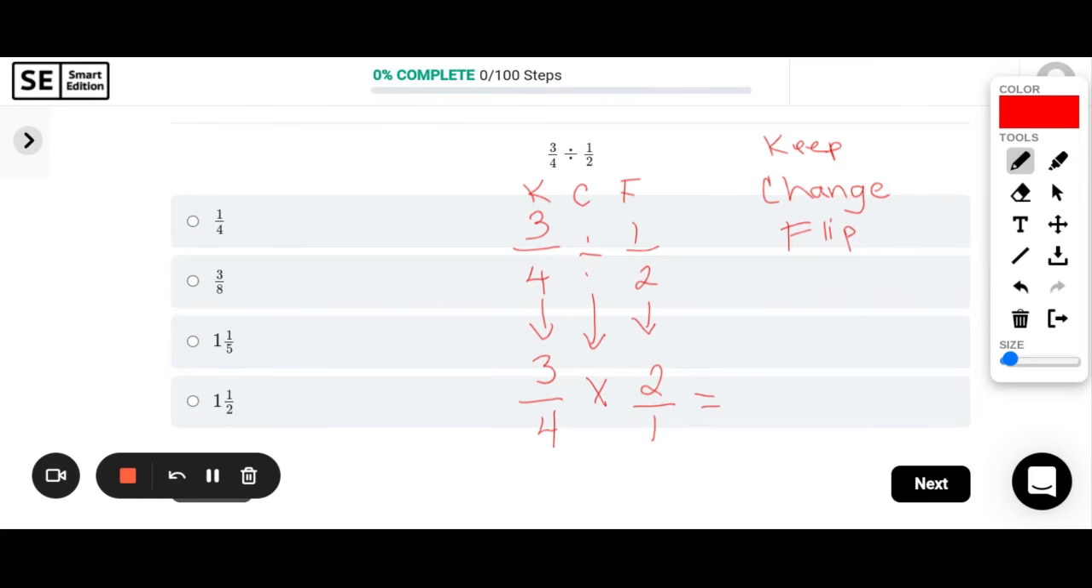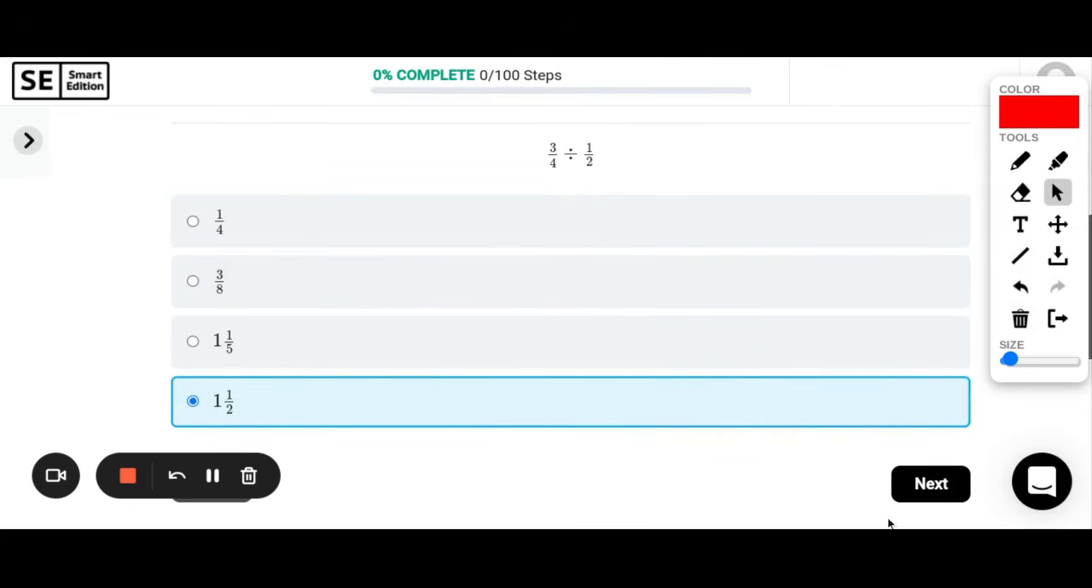And now, remember, multiplying fractions is nice and easy. We just get to go across the top and across the bottom. Okay, 6/4, but my answer looks like it needs to be in a simplified mixed number. So 4 goes into 6 one time with 2 left over. And 2/4 is the same thing as 1/2. So when I simplify this, I get 1 and 1/2 as my answer.